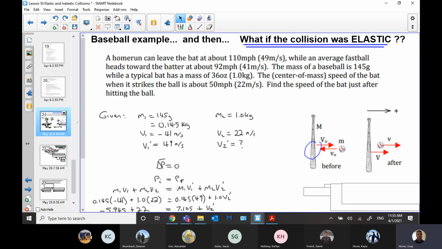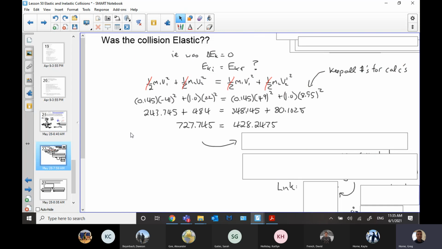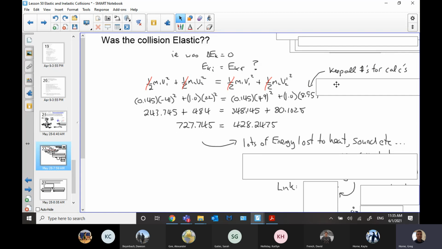It's like the physics of baseball. So they had this example there to work out. And so I calculated here that the kinetic energy after is quite a bit smaller than before. So you can tell you've lost a lot of energy. You've lost it to heat, you've lost it to sound.